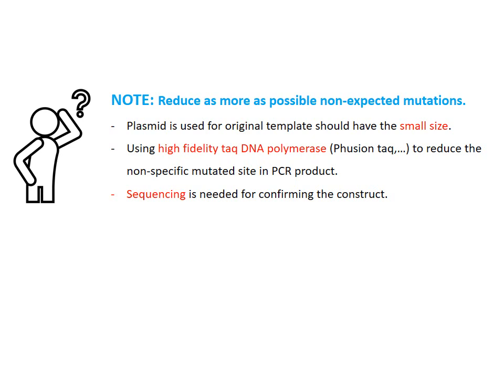The main note of this method is to try to reduce non-expected mutations as much as possible. You can follow these tips. Firstly, use a small plasmid to clone your gene as a template. Second, you should use a high-fidelity Taq polymerase, such as Fusion Taq. Also, you need to confirm your clone candidate by sequencing.